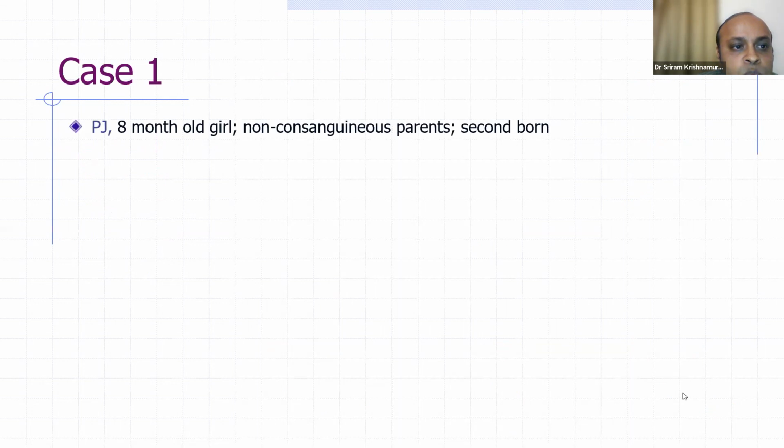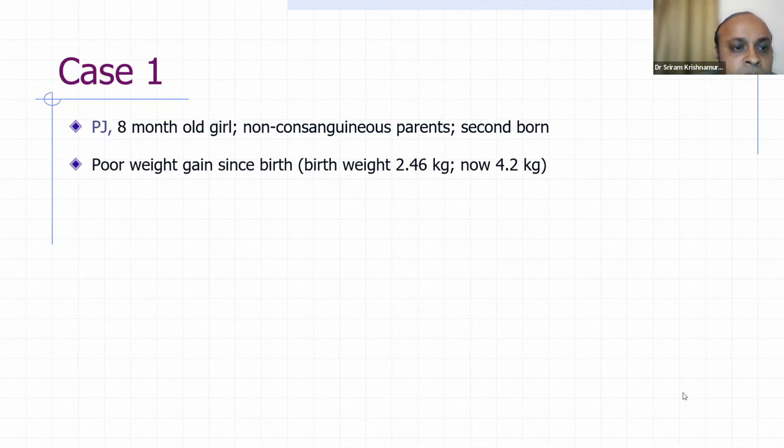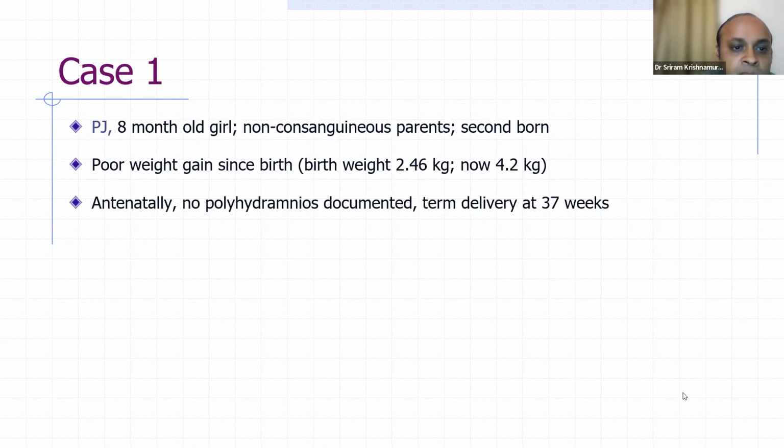So with this, let us see a series of case scenarios, which we have seen in our experience. And hopefully this will help us understand the varied phenotypical spectrum of Bartter syndrome. So case 1 is an 8-month-old girl who was born to non-consanguineous parents. She is the second born. There was a poor weight gain since birth. She was weighing 2.46 kilos at birth, but now she weighs only 4.2 kilos at 8 months.